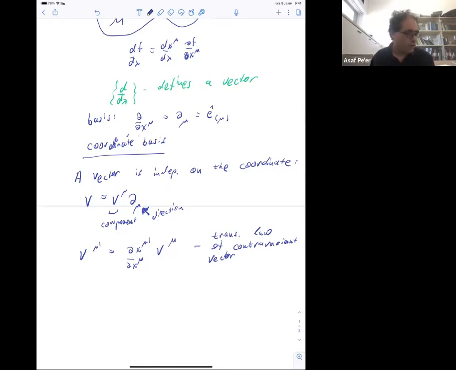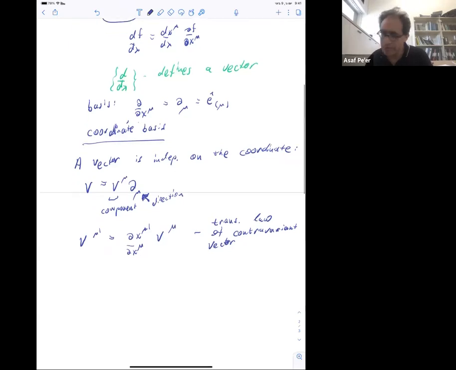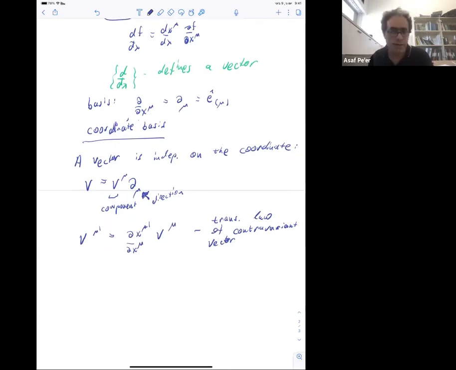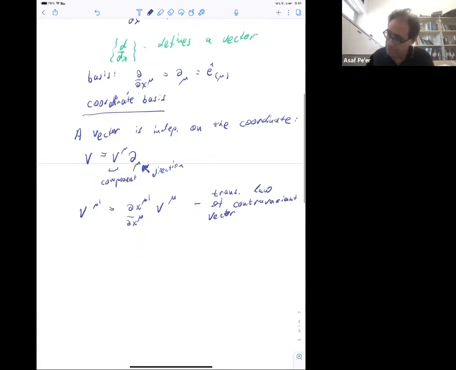Now, of course, we had the covariant vector. If we said that the basis for a contravariant vector is d over d lambda, then the basis for covariant vectors would just be the gradient, the dx mu. The covariant vectors. Again, it's the same idea that we had previously.